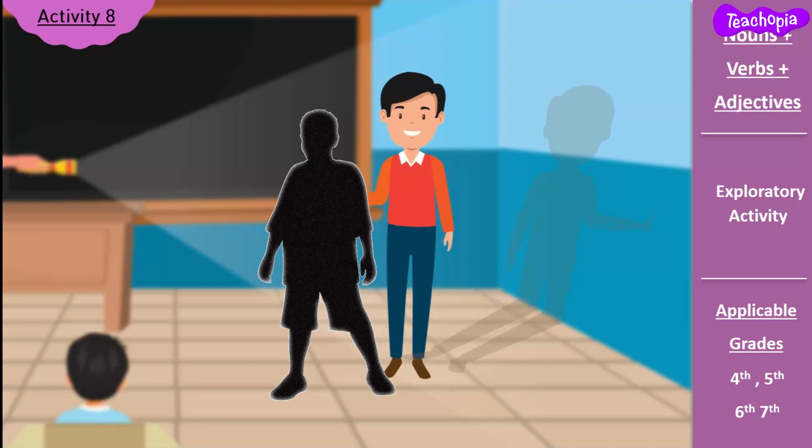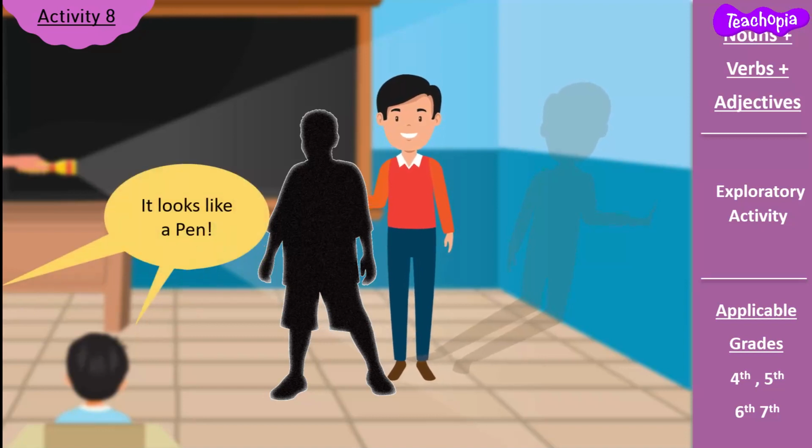Allow that action to cast its shadow on the wall. Ask the learners to observe the shadow. It looks like a pen.